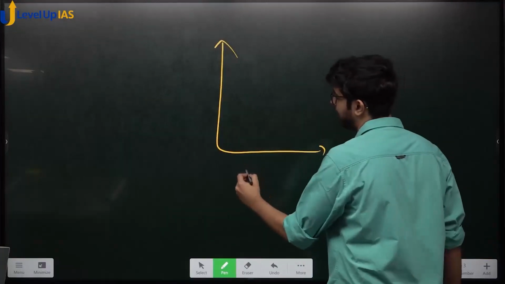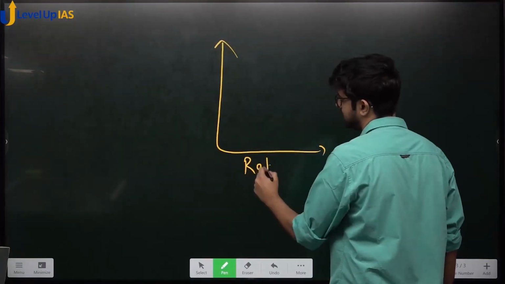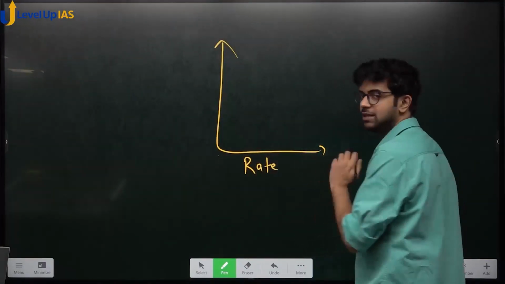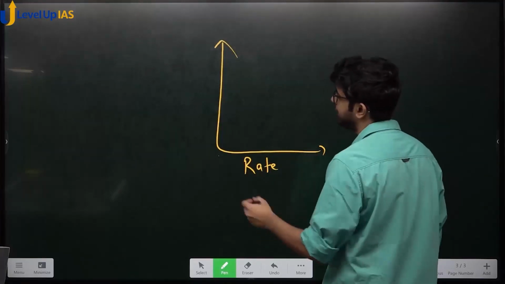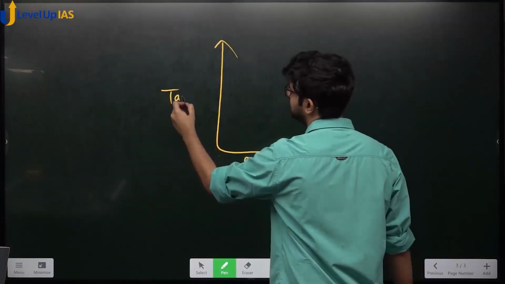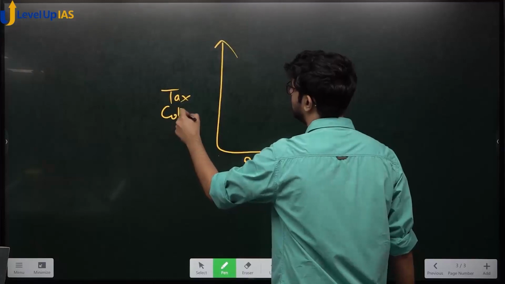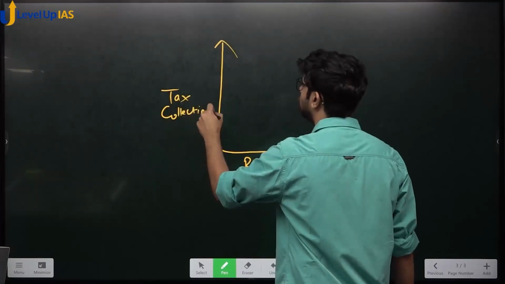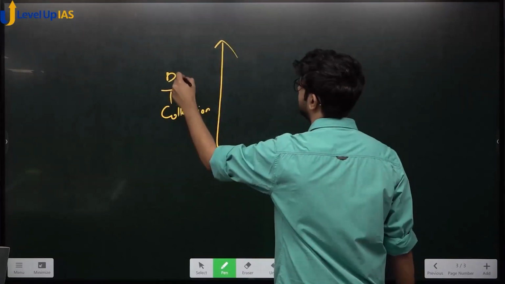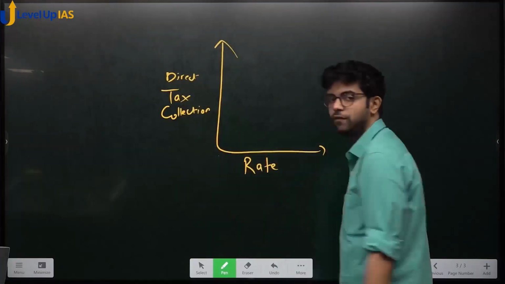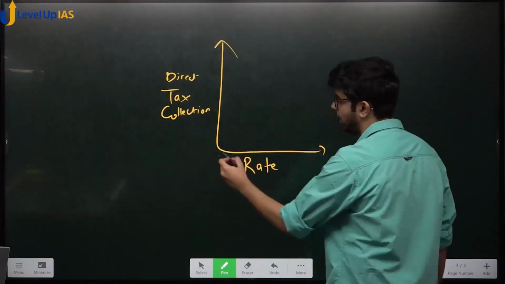Okay. If I plot the tax rate here, from 0% to 100%, whatever, and if I plot the tax collections here, which is ultimately what I collect. So let us talk about direct tax only. So we are talking about direct tax.